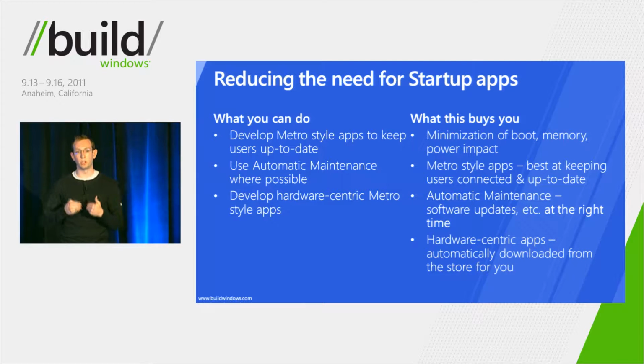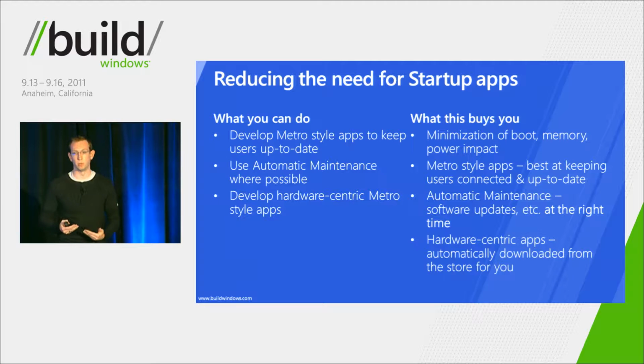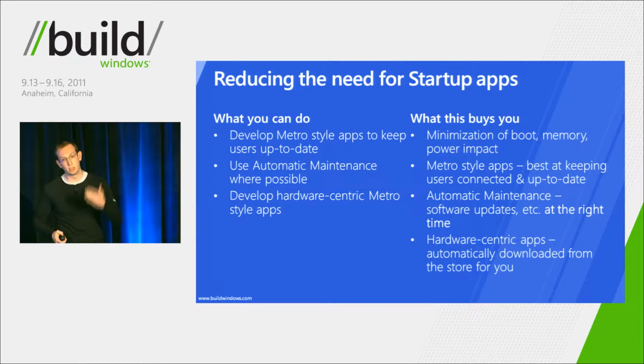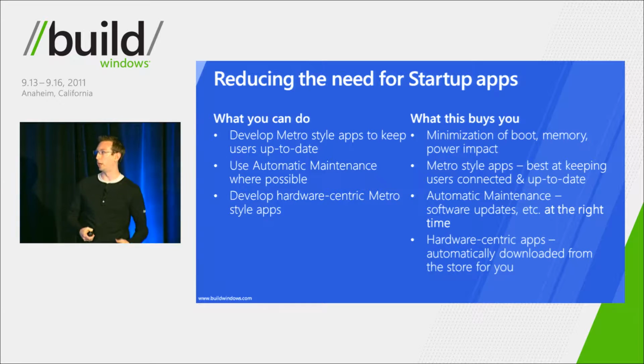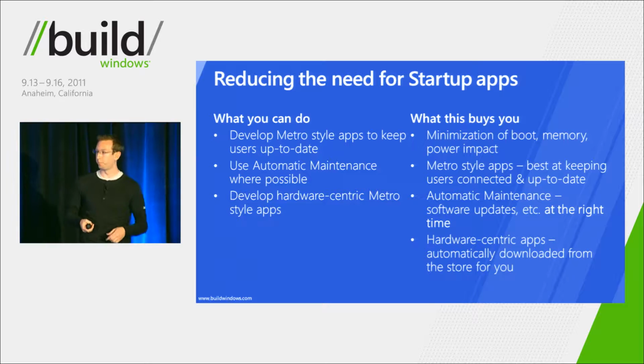So where you want to deliver experiences of up-to-dateness of applications, up-to-dateness of any maintenance that you want to perform, you can do that by taking advantage of automatic maintenance. And again, this means that you don't have to be persistent in memory. You don't have to have boot impact. You don't have to have power impact because of anything that might be going on in your app to check.